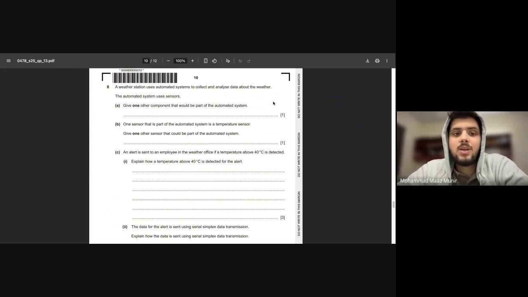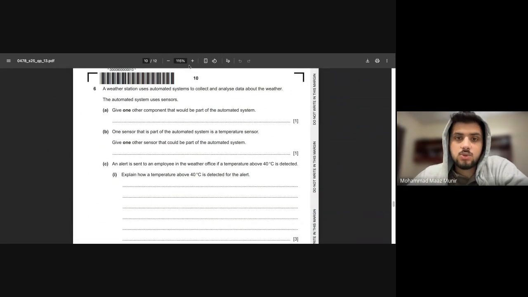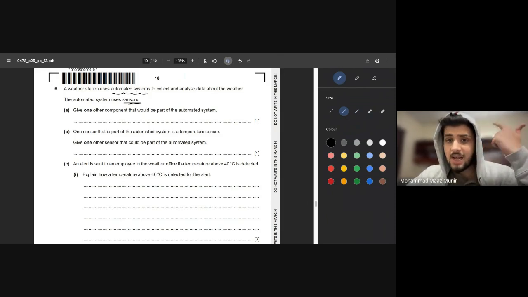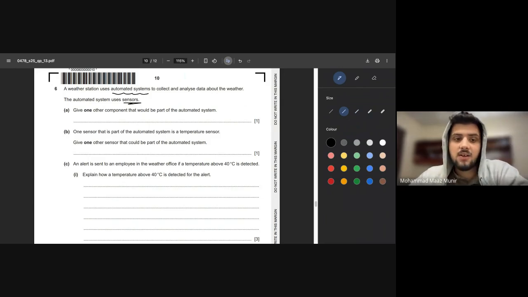So, now it's saying that a weather station uses automated systems to collect and analyze data about the weather. Okay, makes sense. Now, this automated system makes use of sensors, and it's saying that you need to give another component that will be part of the automated system. So because it's an automated system, if it is making use of a sensor, it does require a microprocessor or a brain to analyze the information that it is getting from the sensor. So the most ideal answer here will be a microprocessor.